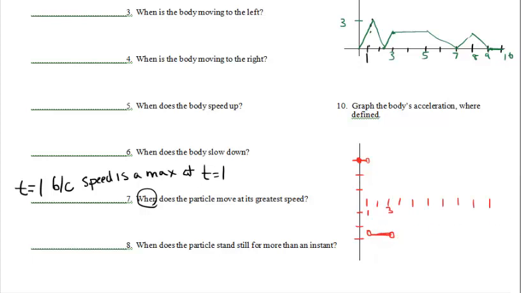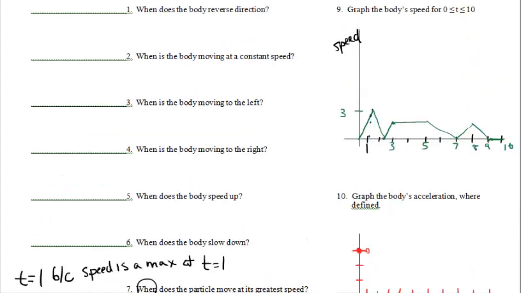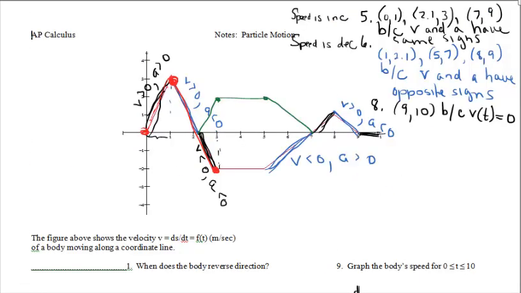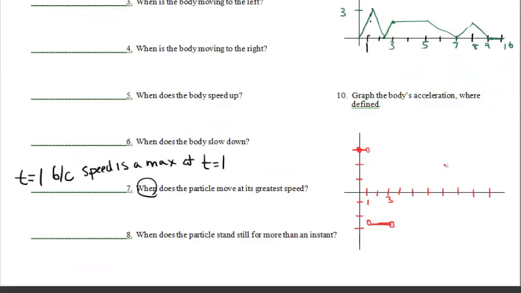Now let's go back up and look at the next piece. My next piece from 3 to 5 is horizontal, so the slope is 0. So open at 3, open at 5, connect, and that's the slope of the graph.